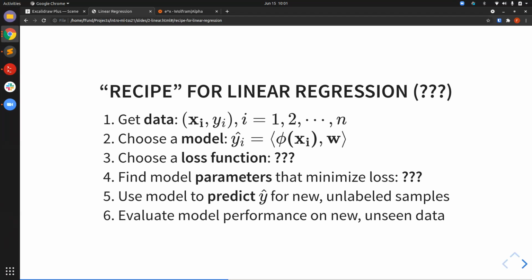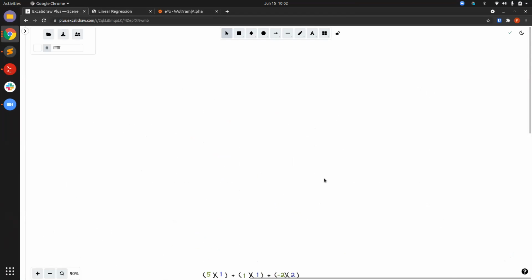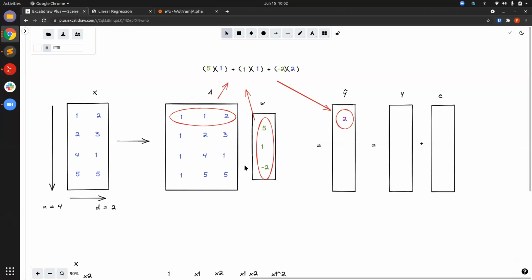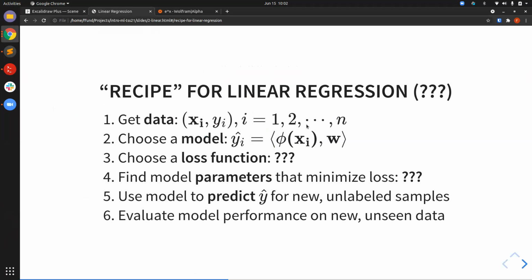Next, we choose our model. The model tells us how we predict y as a function of x. Here we predict y as the dot product of the basis function vector times the weight vector. Remember, we could make our basis function vector just be the actual values of the features. We don't have to do anything complicated: phi of 0 is 1, phi of 1 is x1, phi of 2 is x2, and so on. We don't have to do anything nonlinear. Okay, what's the next step?